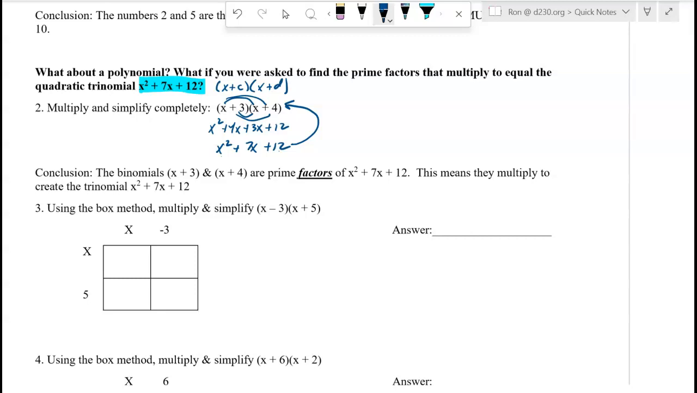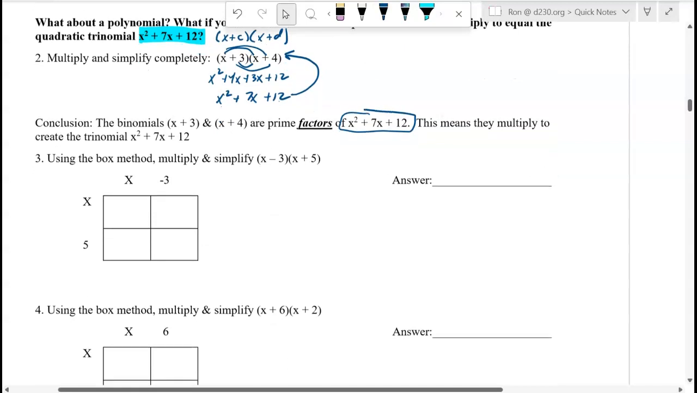So the conclusion here is the binomials x plus 3 and x plus 4 are the prime factors of x squared plus 7x plus 12. This means when you multiply them, you get x squared plus 7x plus 12. So let's take a look here.